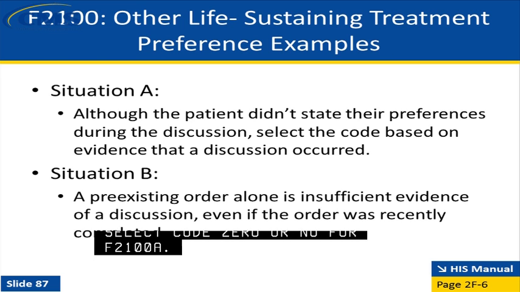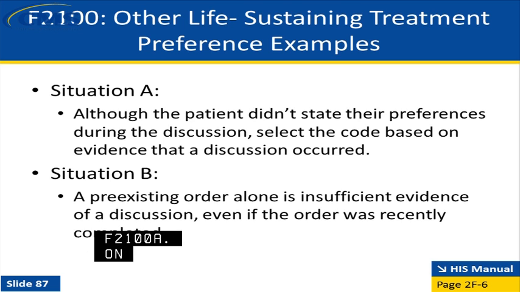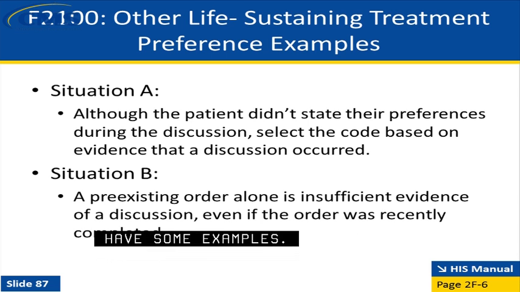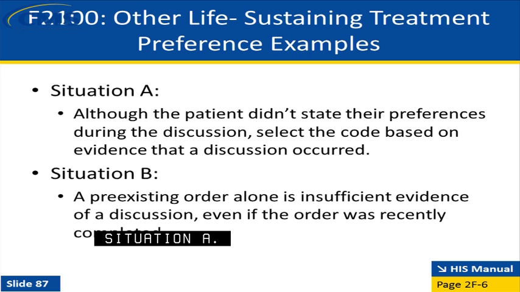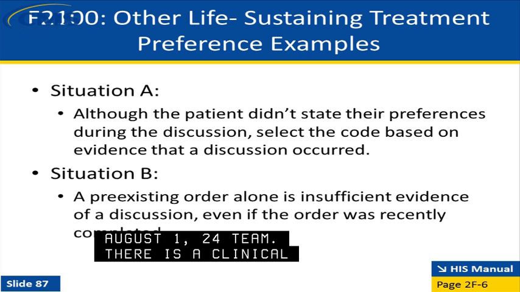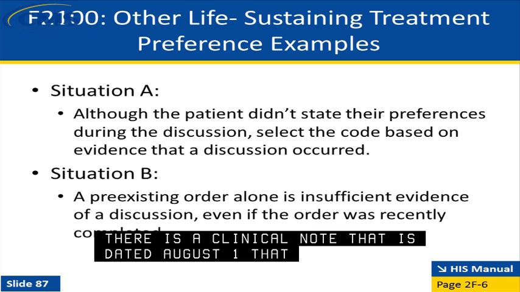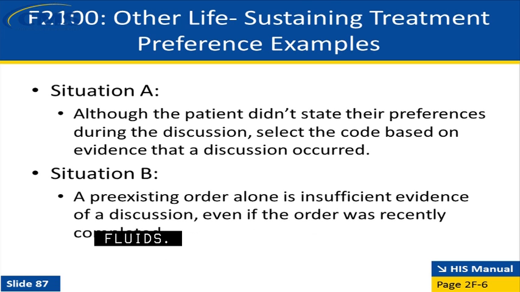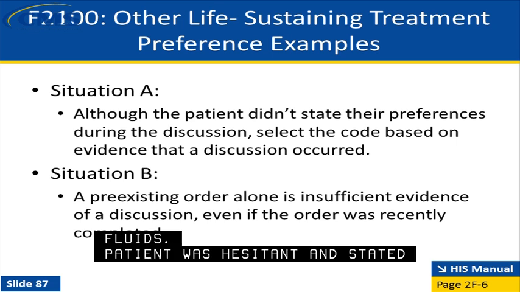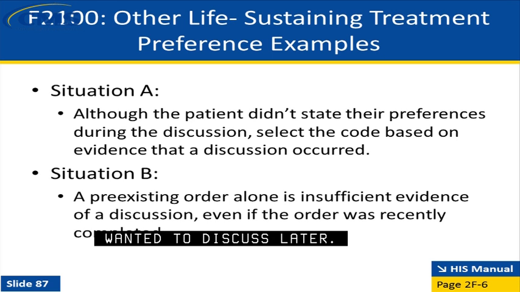So on page 2F-6 in the hospice item set manual, we have some examples. And we're going to start with situation A. In this situation, the patient was admitted on August 1st, 2014. And there's a clinical note dated August 1st that shows, had a discussion with the patient about preference for use of IV fluids. Patient was hesitant and stated they weren't sure and wanted to discuss later. Told patient we could discuss at a later date. So in this situation, for F2100A, which code would you select?